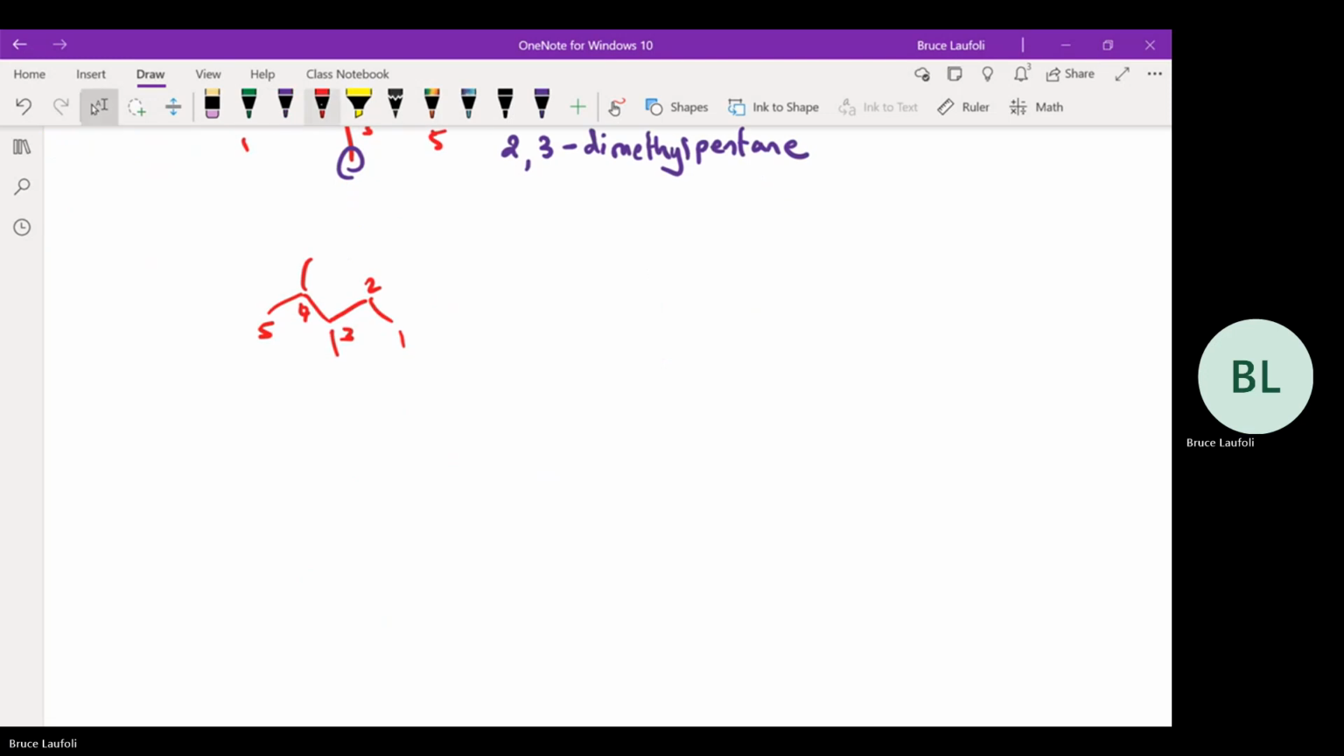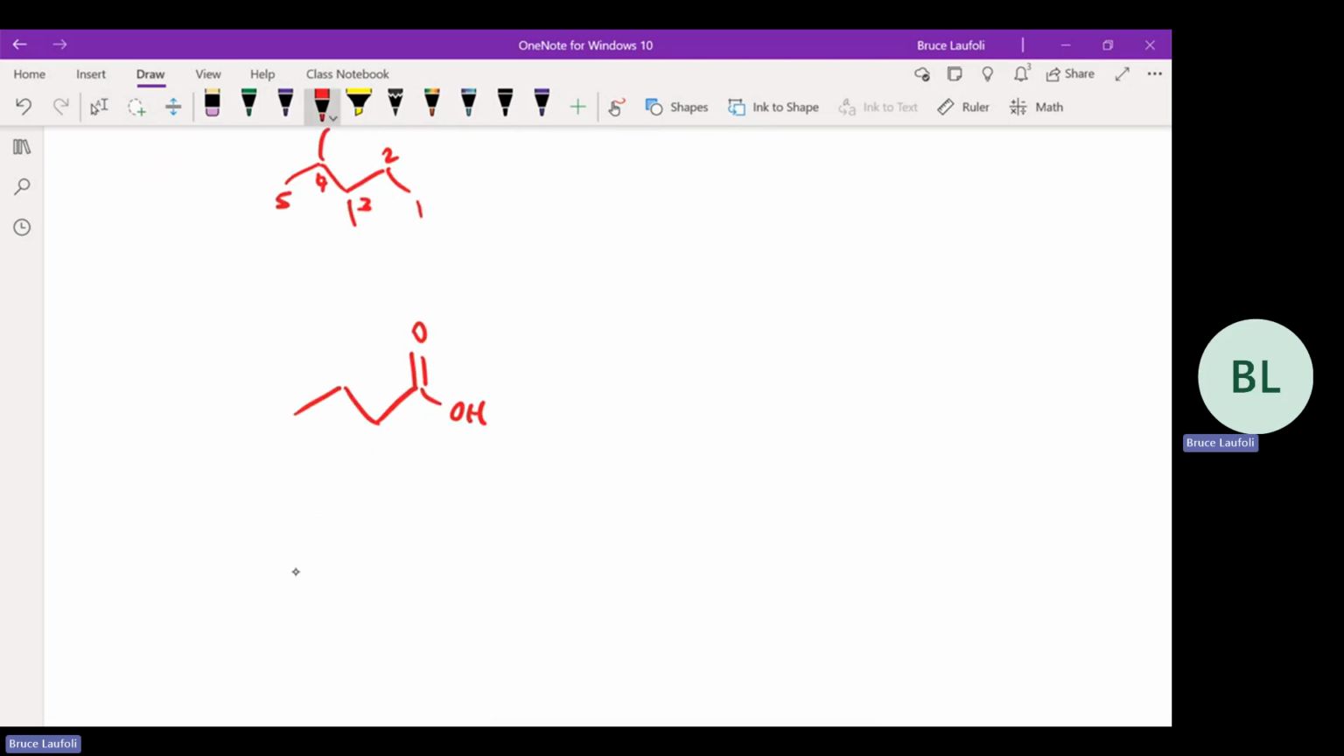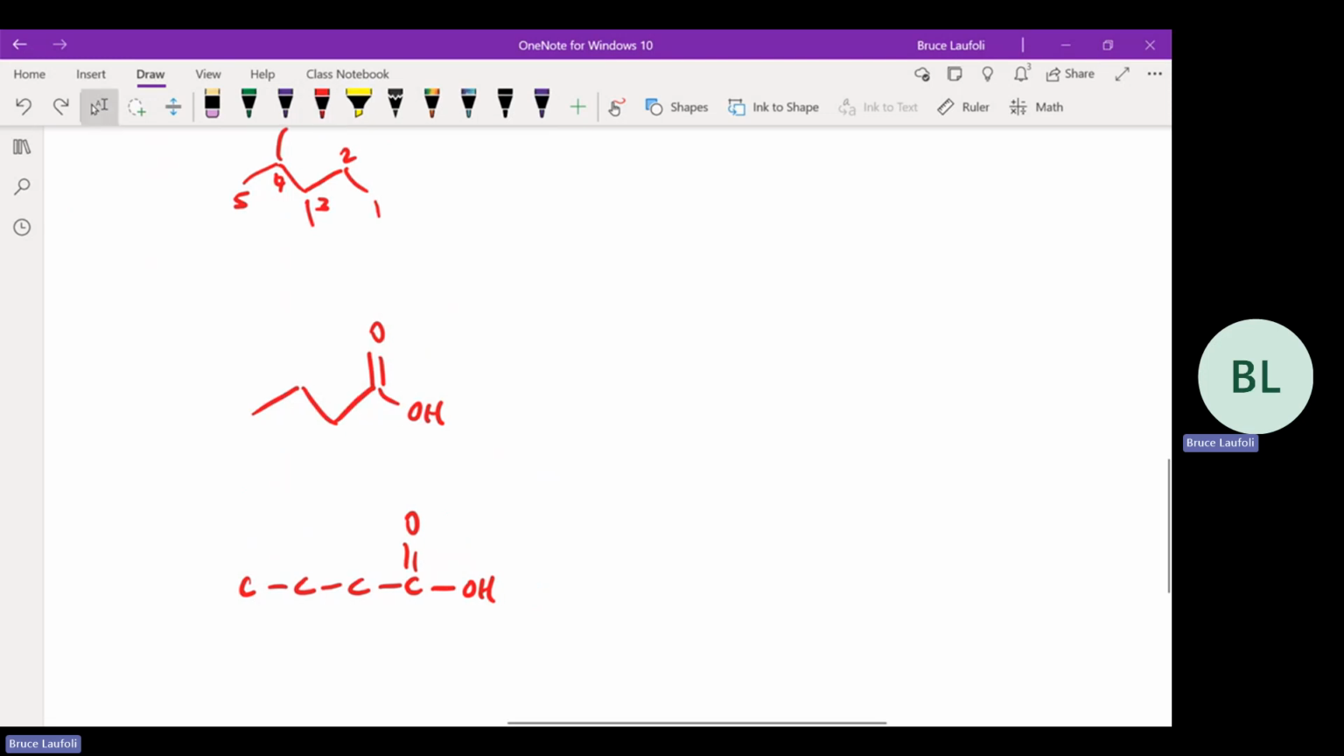Okay, let's look at carboxylic acids. So this is an example of a carboxylic acid. If you want to know what it actually looks like, we have 4 carbons with a double bond O and an OH over here. So remember, this carbon is related to that carbon, this one is that one, and this one is this carbon here. And we don't draw in the hydrogens because it gets too messy. Yeah, that's what it looks like.